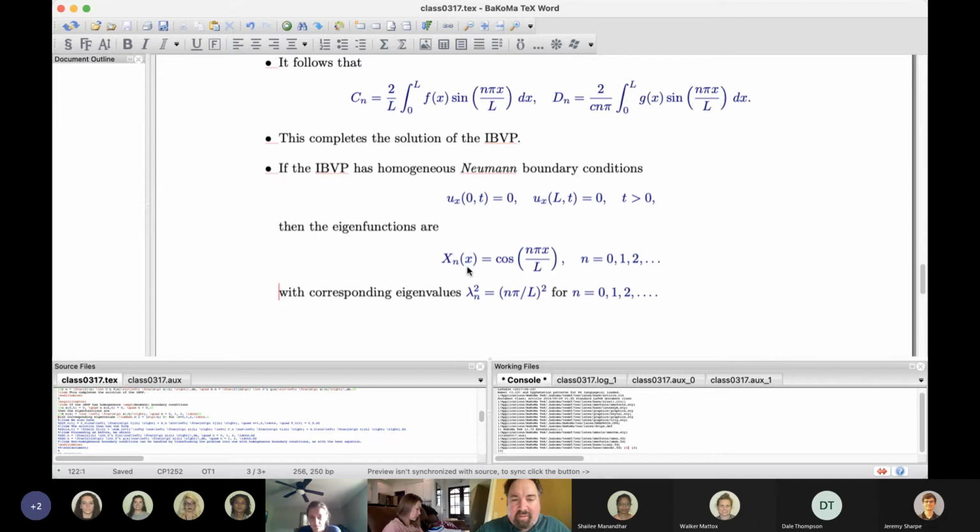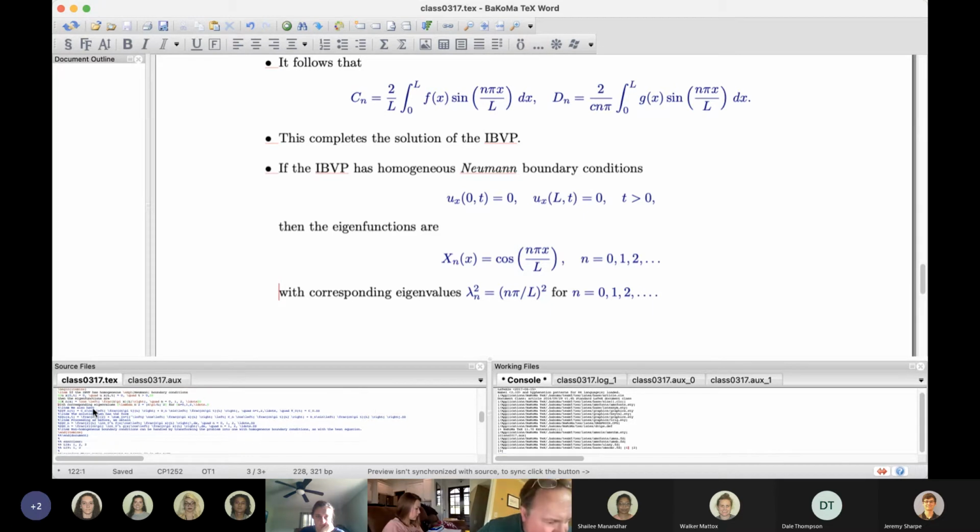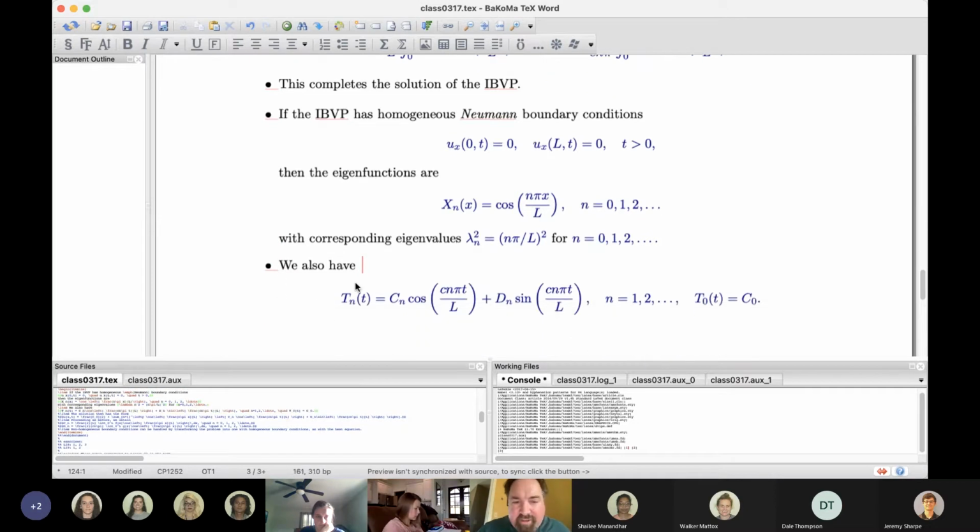So that's why when you write your eigenfunctions, Xn of x, here n starts at 0 rather than 1, because if I plug in n equals 0, I'm going to get 1, and a constant function is a viable solution to the PDE with these boundary conditions. Same eigenvalues as before. Same general solution, except you also start with n equals 0.